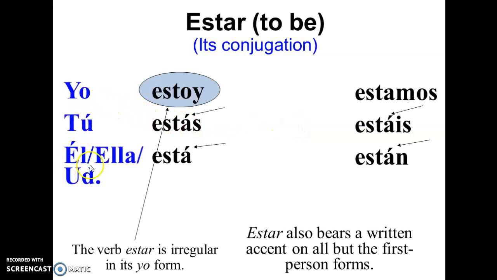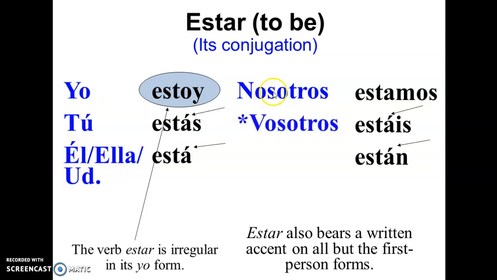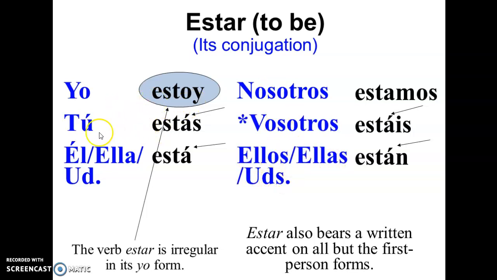Yo, tú, él, ella, usted. It's always like this. First person, second person, third person. All of these. First person plural, second person plural, third person plural. Yo estoy, tú estás, él, ella, usted está. Nosotros estamos, vosotros estáis, ellos, ellas, ustedes están. So this is the conjugation of the verb estar, to be. It's irregular in the yo form, and then it needs an accent in estás, está, estáis, and están.